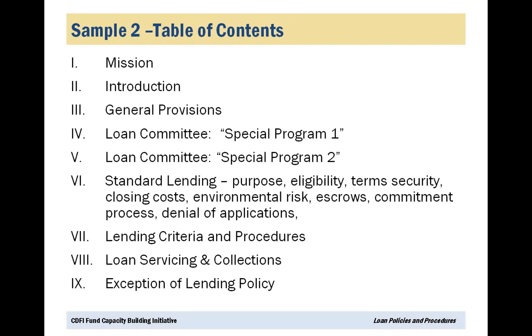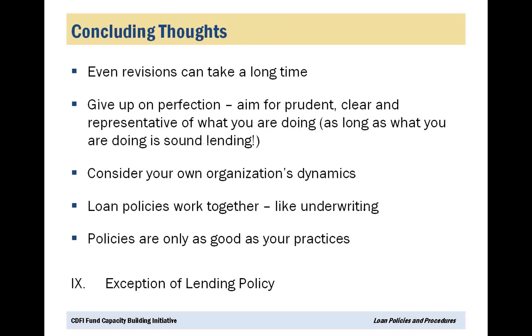Here's another sample table of contents. This one shows where it says Loan Committee Special Program 1, Loan Committee Special Program 2. Those are 2 different types of loan programs they run. They have different criteria and different ways of managing the risk of those products. So that's just to give you an example and something to think about.